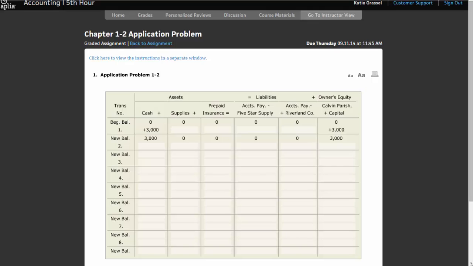Notice, only 2 accounts are affected on the transaction lines. There's a plus on cash being received and a plus on Calvin Parish Capital. Do I need to put something in the rest of these? No, only 2 accounts are going to be affected. So on these numbered lines, only 2 accounts will be affected. When you take a look at new balance, you have to have something for every one.